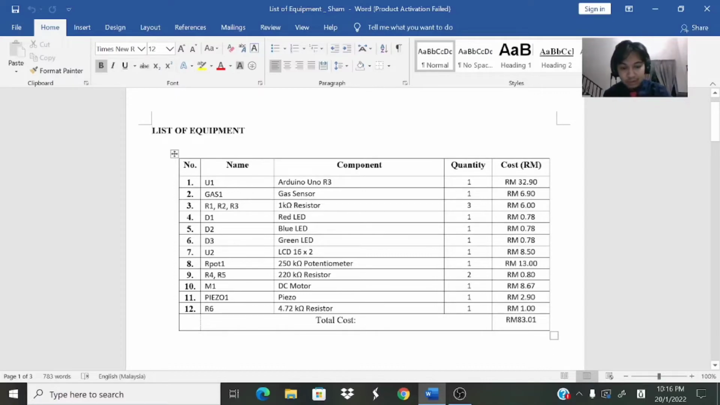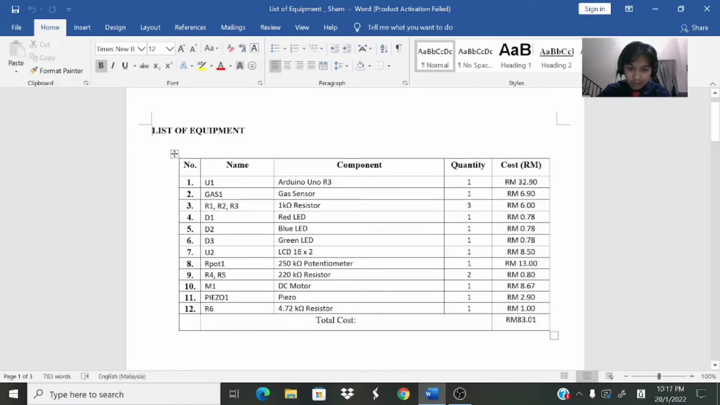The quantity is the number given to make our project. Mostly we just use one of each in our project, but for the 1 kilo ohm resistor we use 3, and for the 220 kilo ohm resistor we use 2. And then this is the cost for each product. For example, one Arduino Uno R3 is equal to 32.90 ringgit Malaysia.